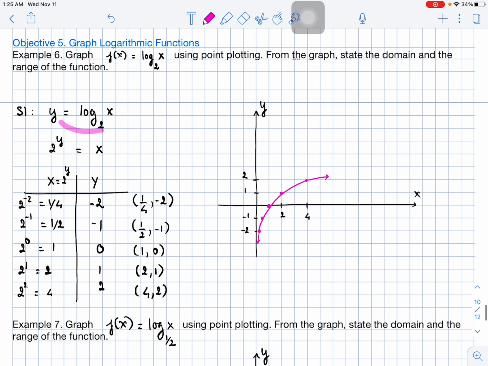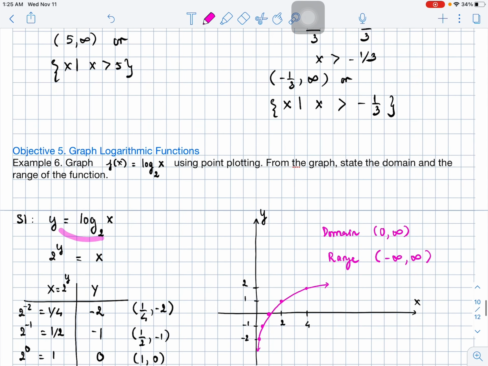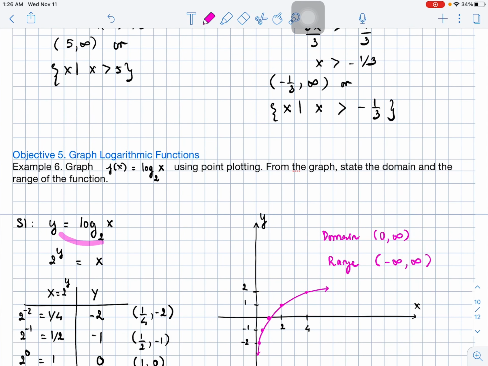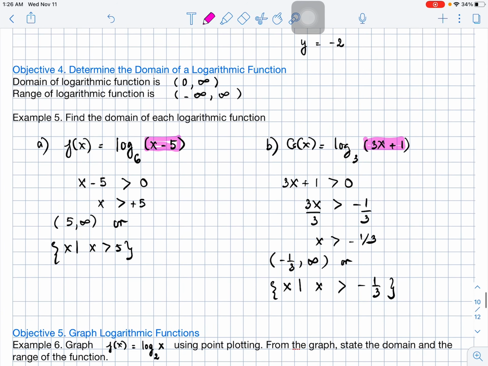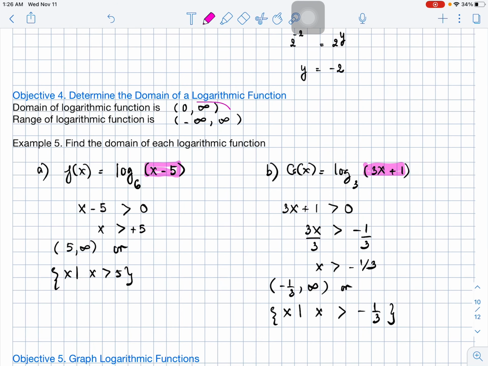Now we answer the domain and the range for this graph. The domain is from x very close to 0, but it's never 0. So it's from 0 to infinity, and the range is from -infinity to +infinity. You go back to objective number 4 and you record the definition. It said that the domain for the log function is from 0 to infinity and the range is from -infinity to +infinity. Over here, right?